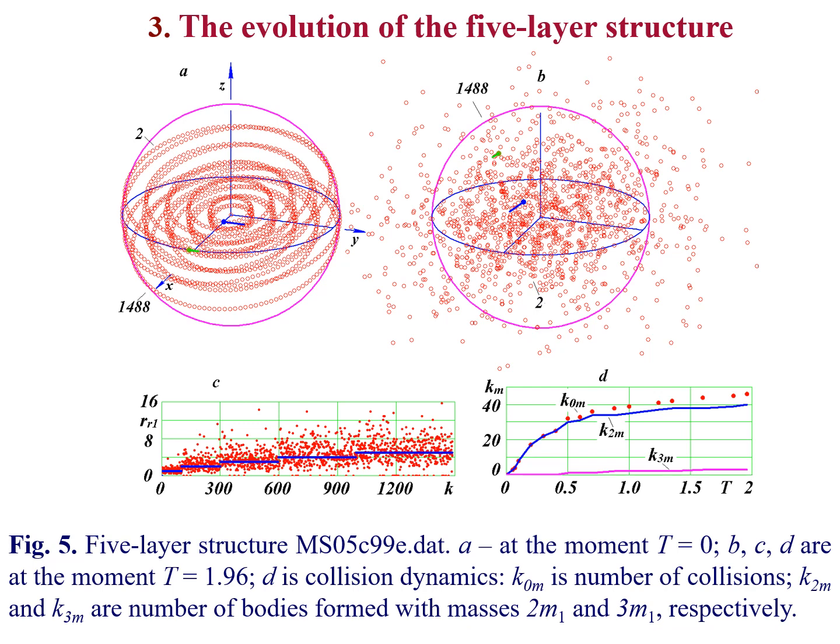The collision dynamics of the structure are shown in figure 5d. 40 bodies with double mass and 3 bodies with triple mass have formed in it.